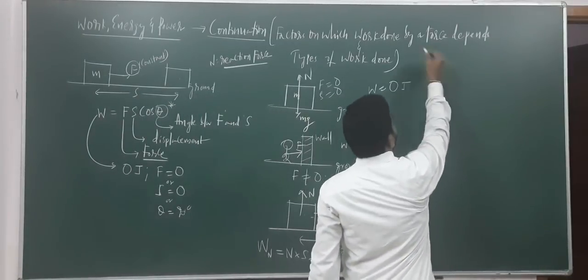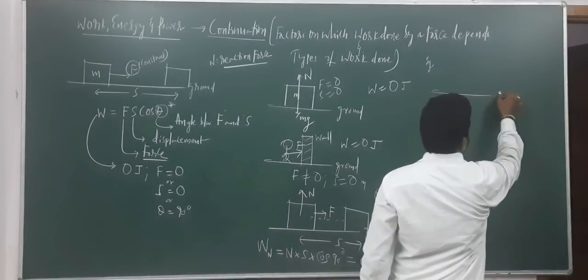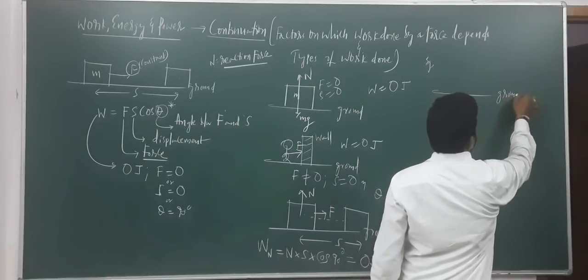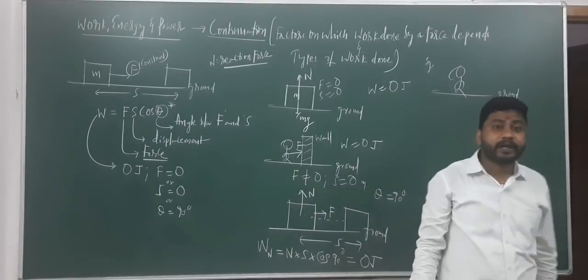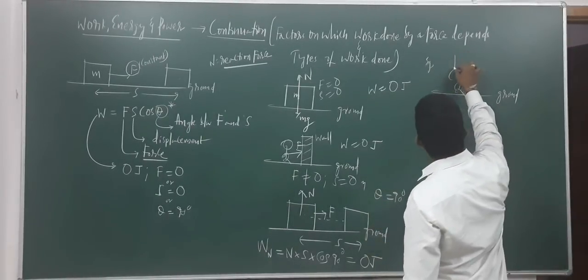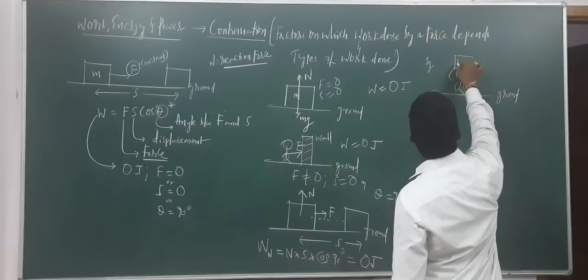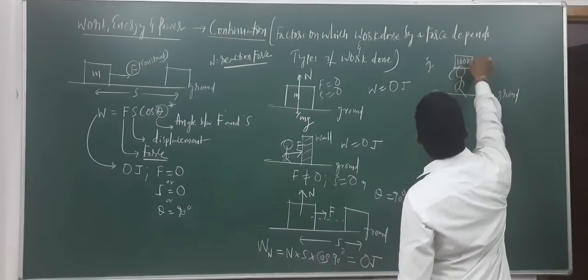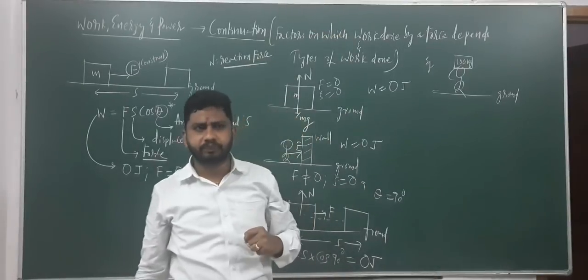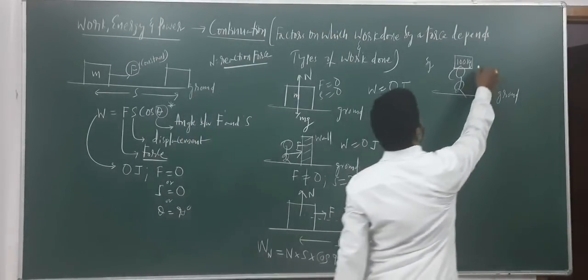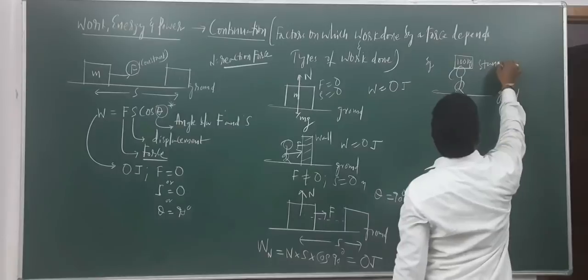Let's take this example here. This is the ground. There is a man standing on the ground with a 100 kg object on his head. 100 kg means 1000 newtons force is acting on him. He is just standing.